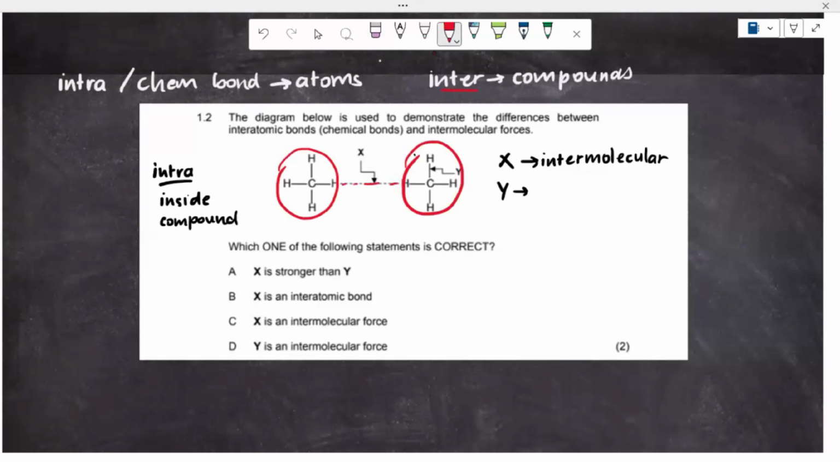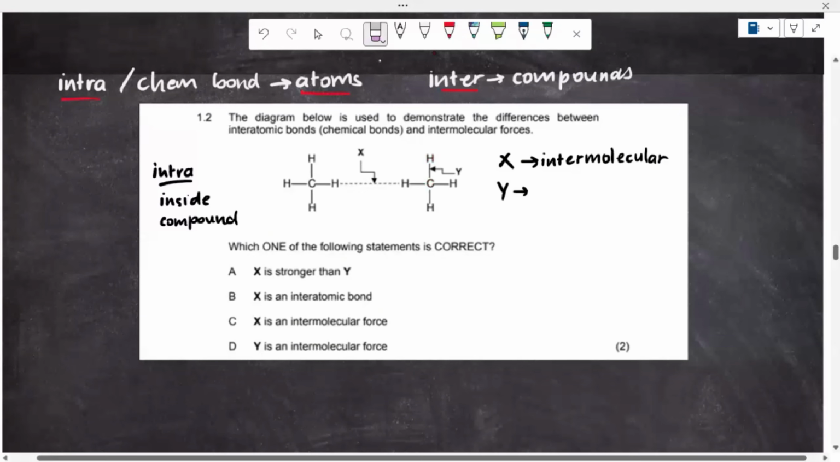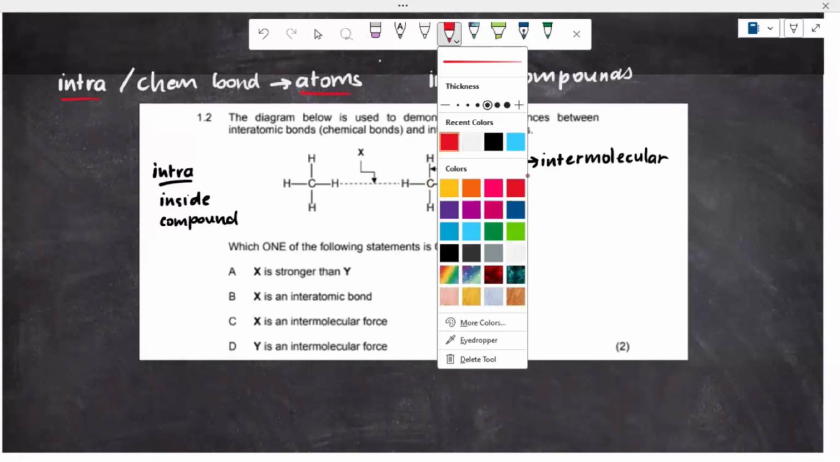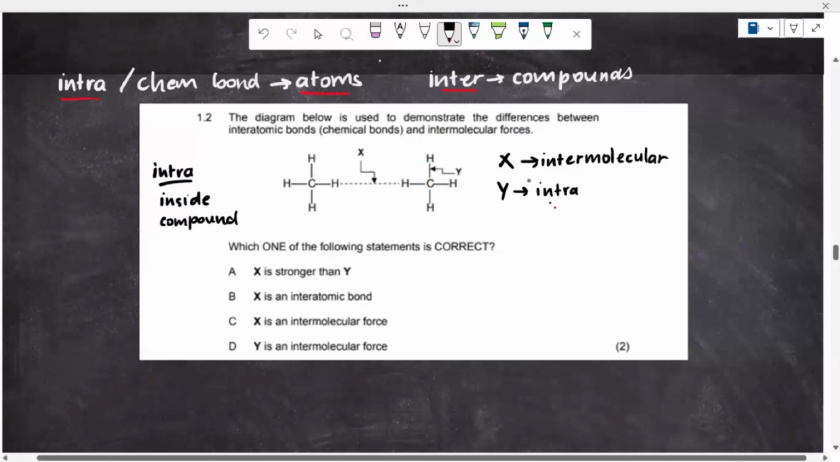Okay, so it's normal for you guys to get confused. It is a lot to understand and it sometimes is confusing, but something that helps students is: intra means that it's between atoms, so between like a carbon and a hydrogen like we have here, whereas inter is between two separate compounds. Okay. Let me change the color here. So this is intra. Okay, cool.